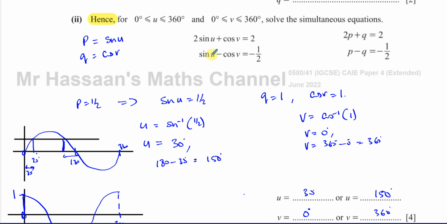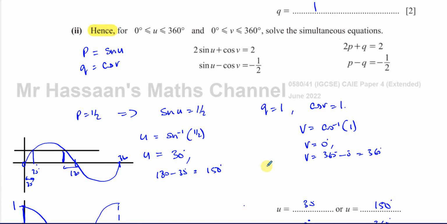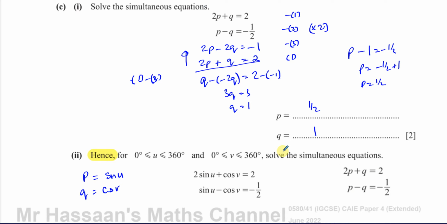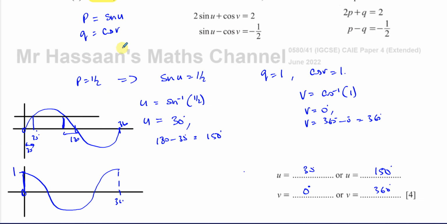And here, when u is 30, you have sine of 30 is a half, and cosine of 0 is 1. So a half minus 1 is minus a half. And the sine of 150 is, as we said, a half, and cosine of 0 is 1. Half minus 1 is minus half. So whichever angles you put in, you'll see you get the correct answer. All right, so there's your answer to part C.